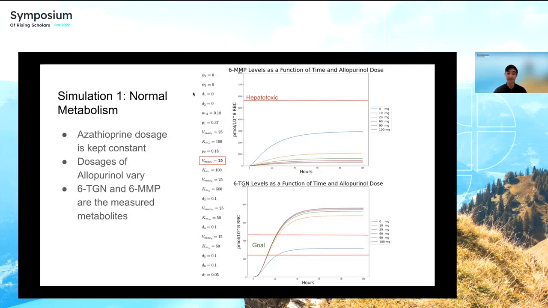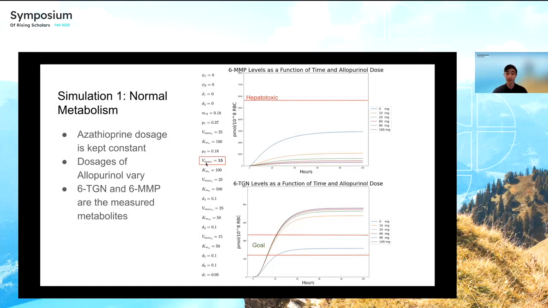And I also want you to notice that in the middle of the page, we have our table. And this will become a little bit important next slide, but just know that the Vmax-T for now equals 15. That's the only thing that will change ultimately. But the only line that gets us to where we want to be is the blue line, which corresponds to no added allopurinol, right? It's the only line that is both below the hepatotoxic line for 6-MMP and is also in the therapeutic range for 6-TGN. And this is consistent with what we know. Somebody who has a normal metabolism, they don't need allopurinol.